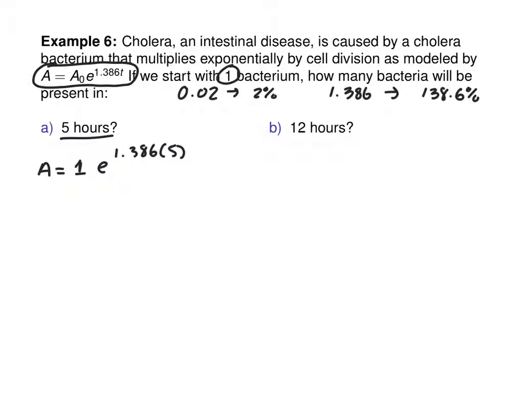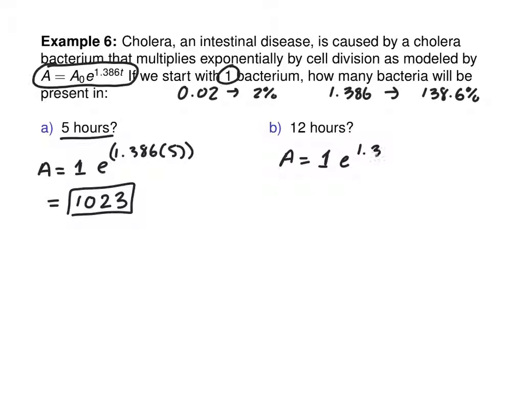Ooh. So tell me, plug that in a calculator, how much do you get? 1,023, because you can't have half of one. Yeah, 1,023. So in just 5 hours, you've got 1,000 of them, those little suckers. Just divide and make more, just divide and make more. How about 12?